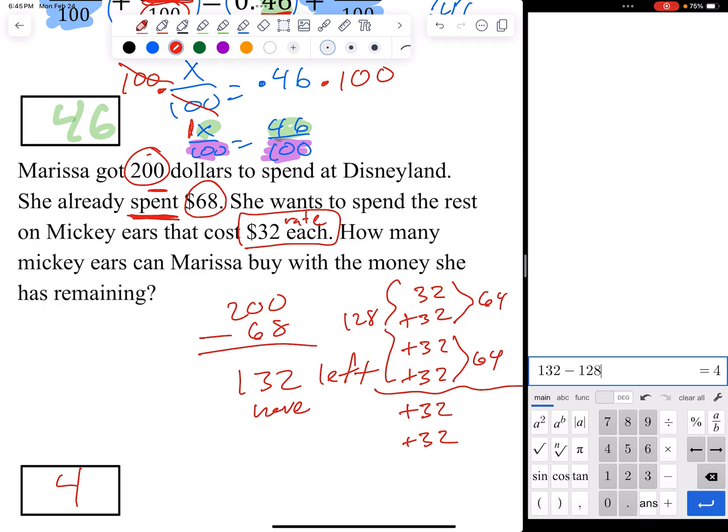Does that even buy you a churro? I don't even know. Are churros $4 or are they more expensive? I feel like they probably cost more.